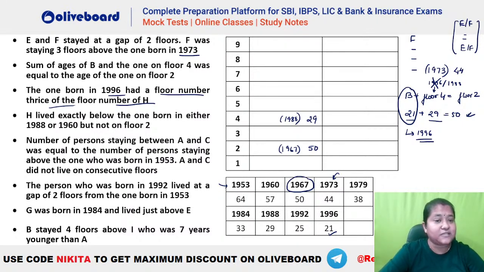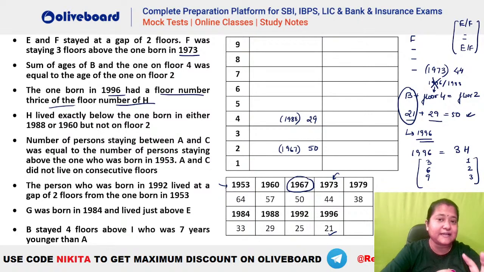Now let's try to place H also. Explain once. Look Shravani, what was given here? It was given that the one born in 1996 should be 3 times the value of H. So 1996 is equal to 3H. That means if H is 1, this person will be 3 here. If H is 2, this person will be 6. If H is 3, this person will be on 9. These are the 3 possibilities for 1996 and H here.